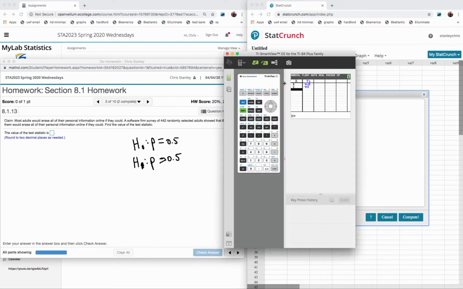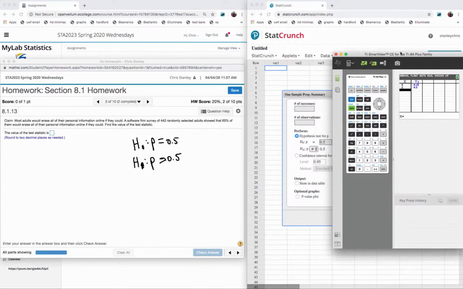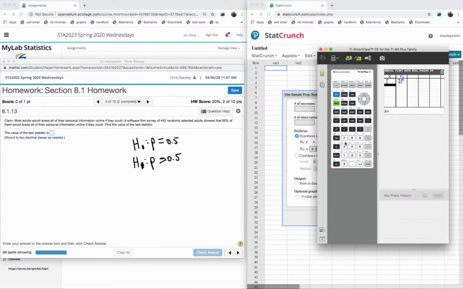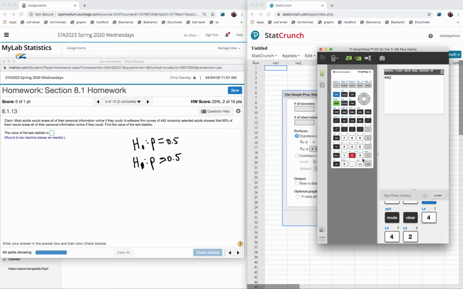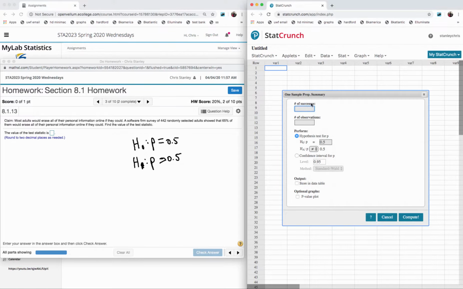So I'm going to bring my calculator up and show you how to find that. To find out how many successes there are, we have to take the 65% of 442. So 442 times 0.65. So 287. And the observations was 442. And this is set at 0.5.